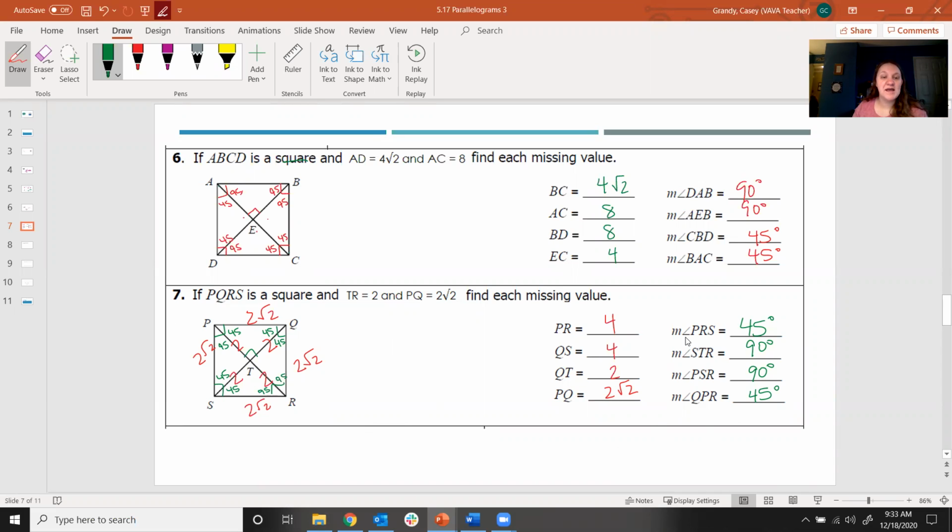So angle PRS, I would put my pen or finger on P, and then trace to R, and then trace to S. And the angle that I'm forming there is 45. So just be very careful when naming those angles. Make sure you're looking in the right place.